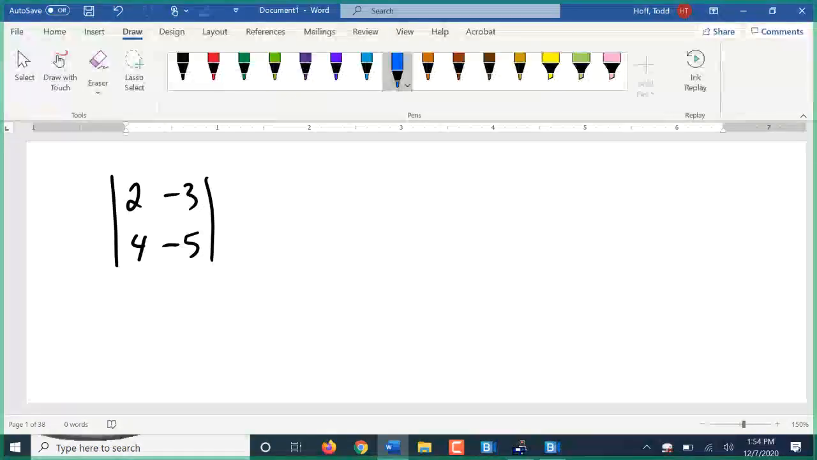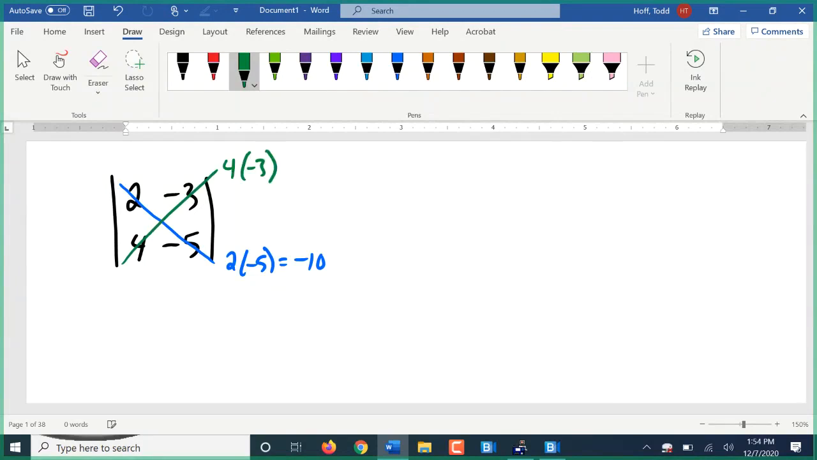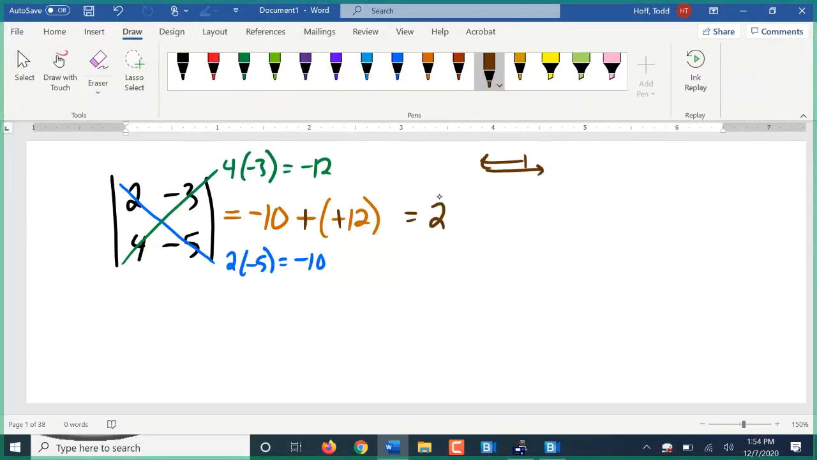So we do our down diagonal product, 2 times negative 5 is negative 10. Our up diagonal product, 4 times negative 3 is negative 12. So our determinant is the down product, negative 10, minus the up product of negative 12. Well, minus negative 12 becomes plus positive 12. Negative 10 plus a positive 12 is 2, our determinant of that matrix.